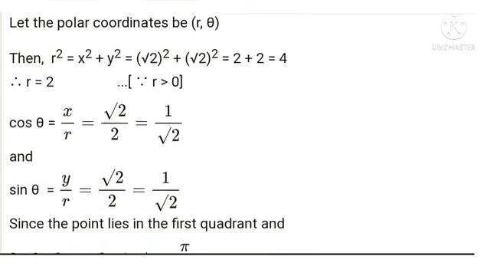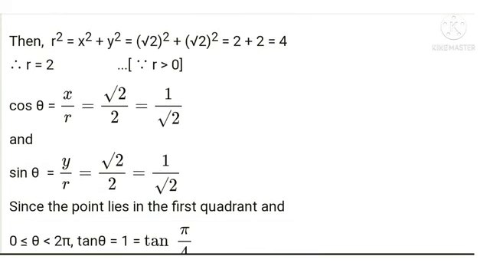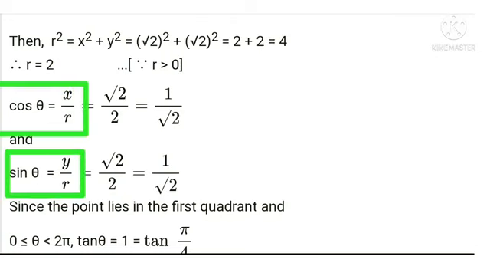So we first find r. r square is equal to x square plus y square. Put the value, we get r square is equal to 4, so r is equal to 2. Also we know cos theta is equal to x upon r and sin theta is equal to y upon r. We use this formula. So we get root 2 upon 2.